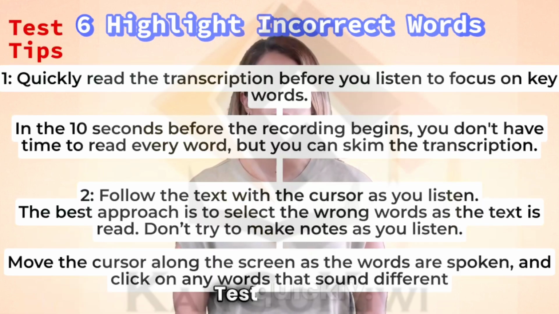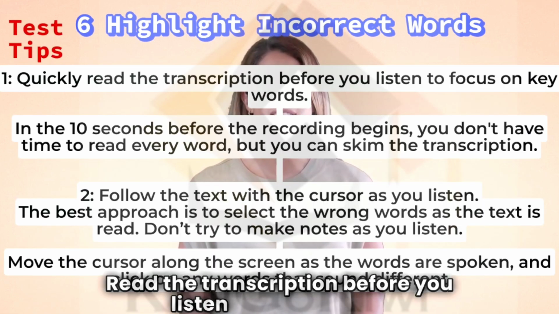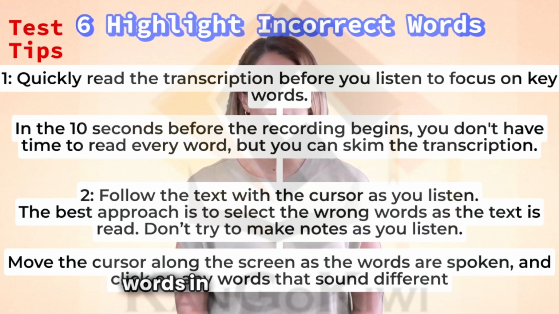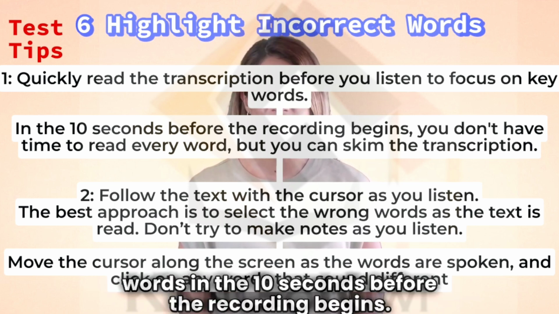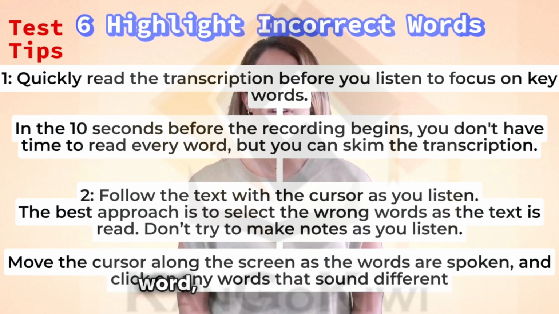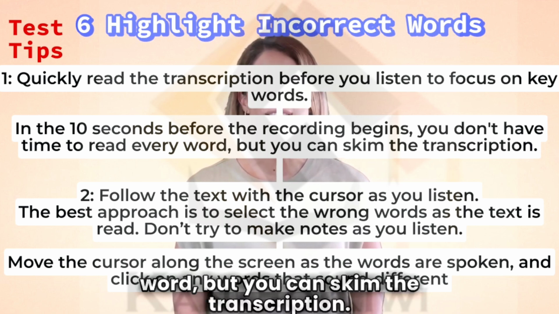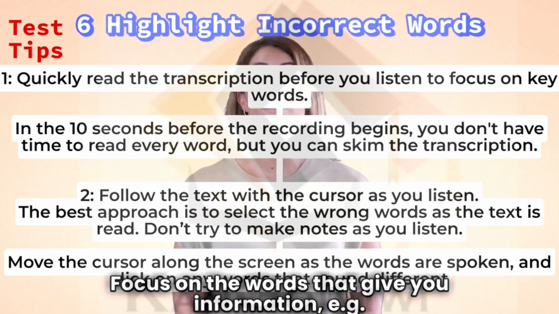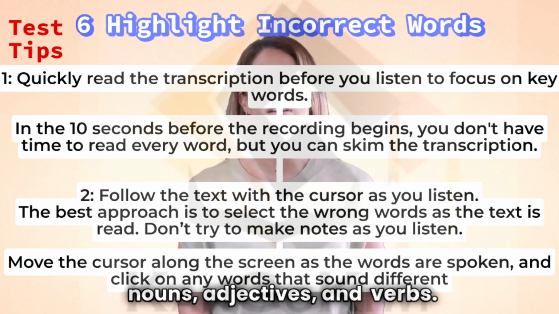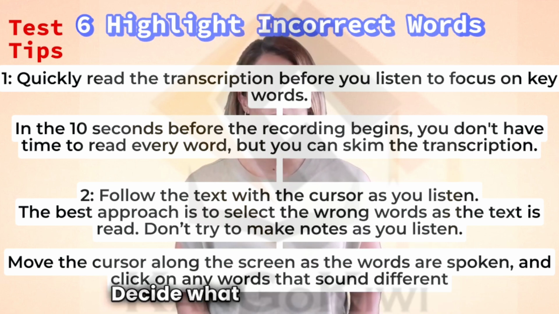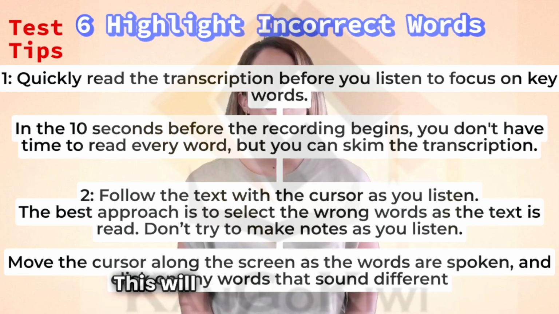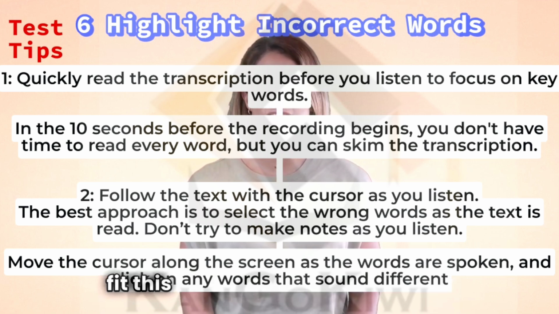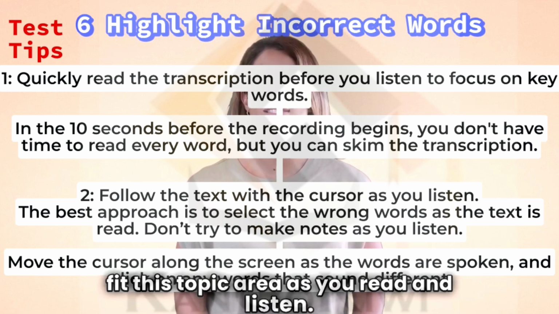Test tips. Quickly read the transcription before you listen to focus on key words. In the 10 seconds before the recording begins, you don't have time to read every word, but you can skim the transcription. Focus on the words that give you information, e.g., nouns, adjectives, and verbs. Decide what the general topic is. This will help you pick out words that do not fit this topic area as you read and listen.